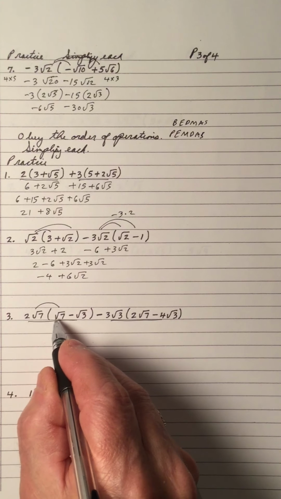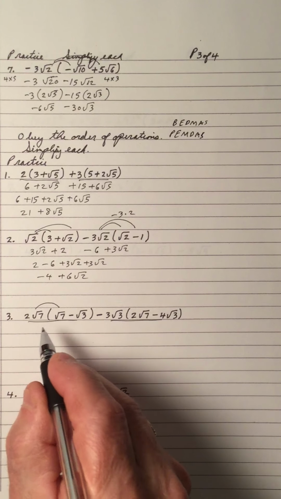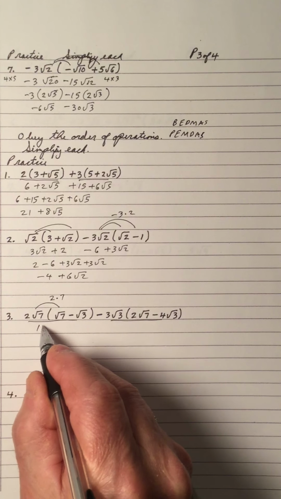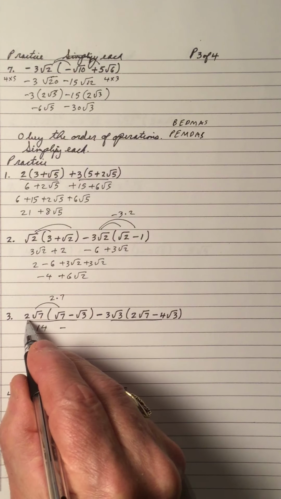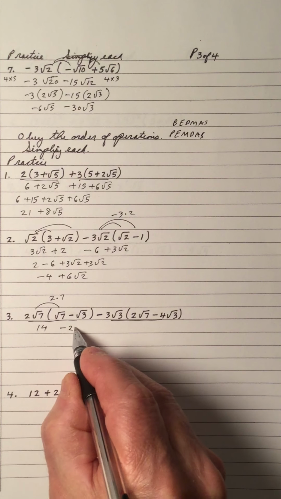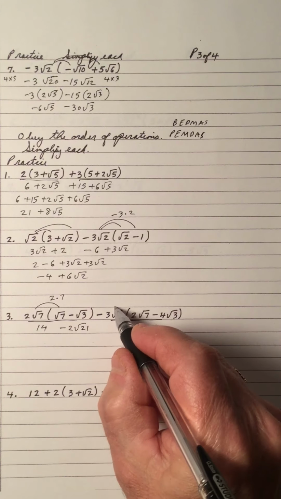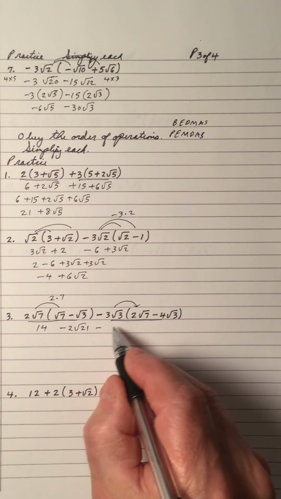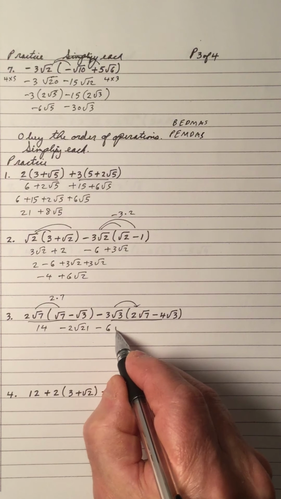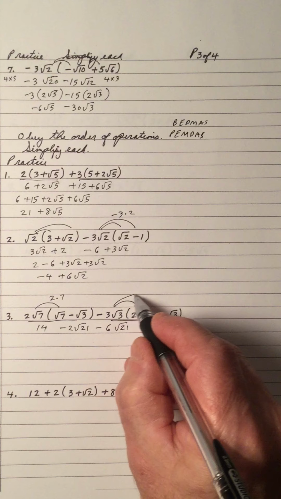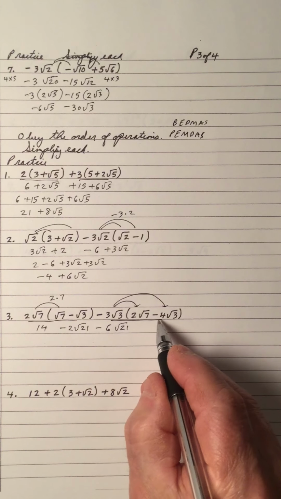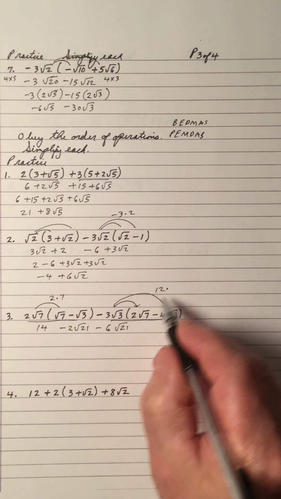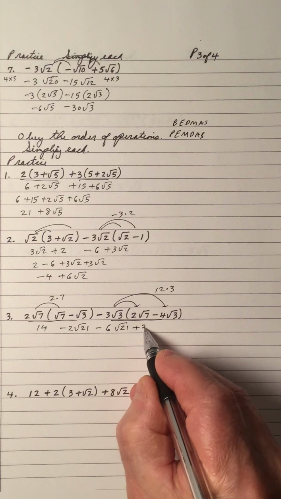So 2 times 2 root 7 times root 7 is 2. And root 7 times root 7 is 7, so that's a 14. Minus 2 root 7 times root 3 is a negative 2 root 21. And a negative 3 root 3 times 2 root 7. 3 times 2 is 6, and is a negative root 21. And now we multiply these last two. Negative times negative is a positive 12. 3 times 4 is 12. Root 3 times root 3 is 3. So that gives me a positive 36.